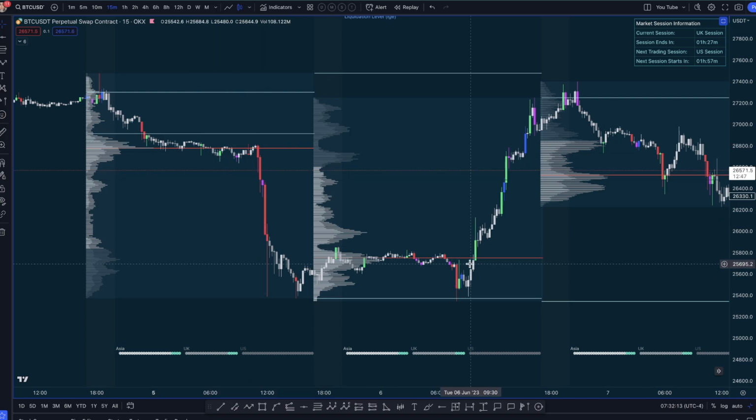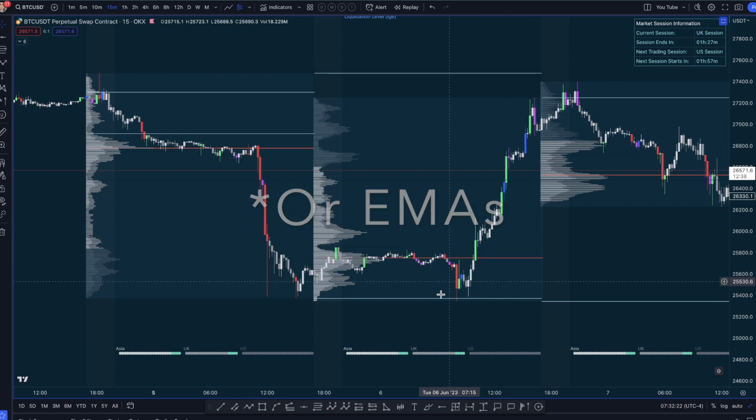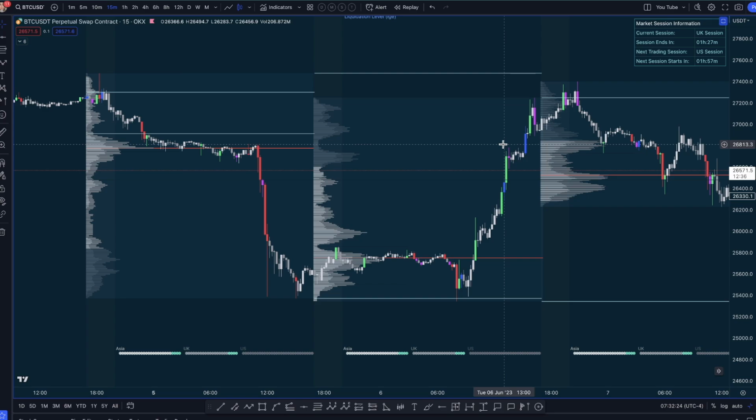So you've got to decide how you want to enter your trades. If you want to be more conservative and you want to say, nah, I want to wait for it to break the point of control, retest, then I'll go long, then you didn't trade today. You know, it really depends on your own rules.